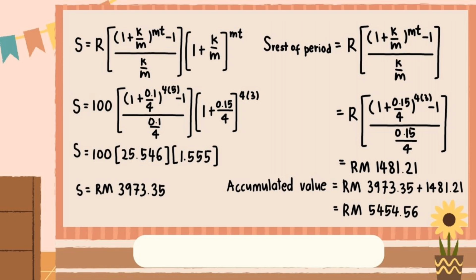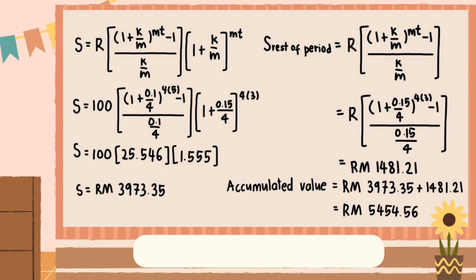So we need to use the formula of annuity to get the accumulated value for the first 5 years, which is S equal to R in bracket, 1 plus K per M to the power of M multiplied by T, minus 1, divided by K per M, close bracket, and then multiply with 1 plus K per M to the power of M multiplied by T. Using the calculator, we will get RM 3,973.35 for the first 5 years of accumulated value.